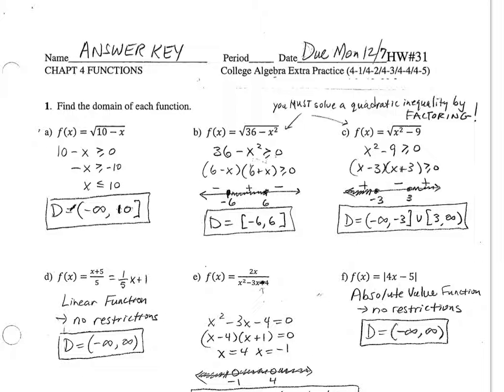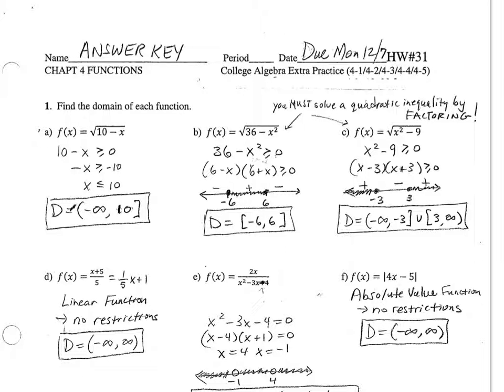In problems 1a to g, we're going to be finding the domain of the given functions. If you check out problem 1a, I see a square root. Therefore, I'm going to set what's under the square root greater than or equal to 0 and solve this linear inequality that I wrote down, isolating x to get x less than or equal to 10. So the final domain then is all real numbers from minus infinity to 10 inclusive.